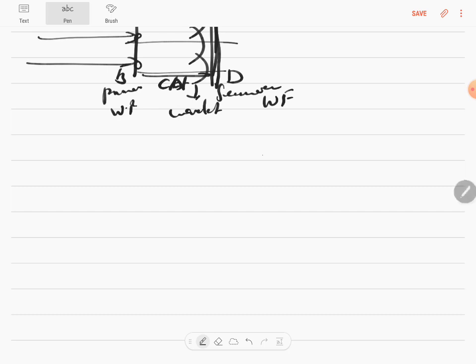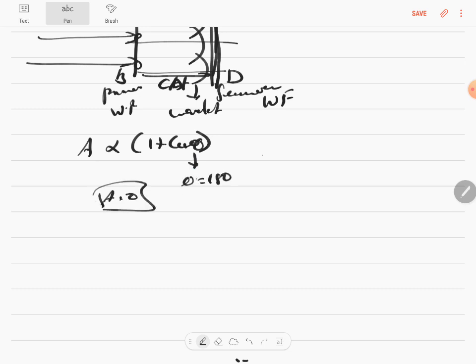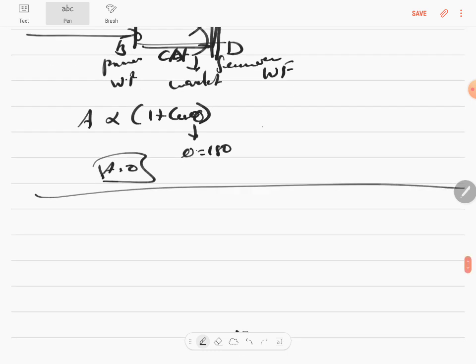The backward propagation of the wavelets is not possible because the amplitude is directly proportional to 1 plus cos theta, and when theta is equal to 180, 1 minus 1 is 0, so the amplitude becomes 0. That gives you an explanation as to why only forward propagation of the wave is possible. Energy travels only forward. So that's about it.